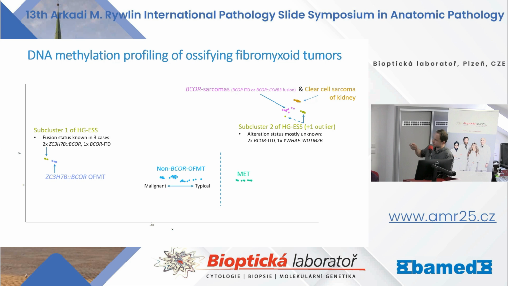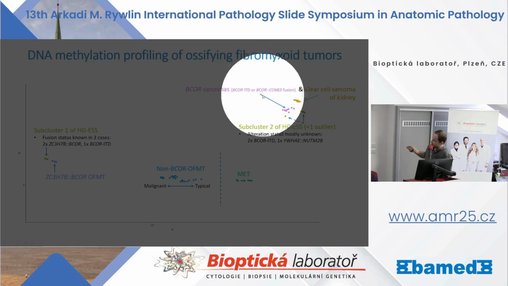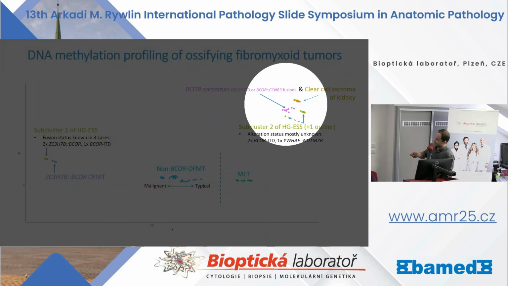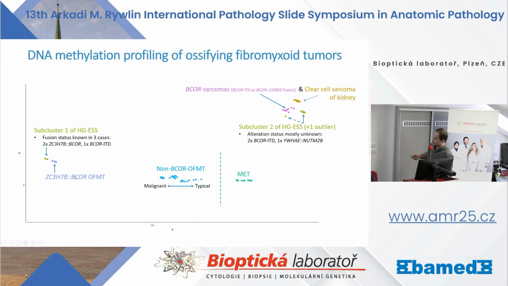But it seems the B-core rearranged tumors, which have been classified until today as OFMT, are just different epigenetically and also histologically very often different. And they are also different from B-core sarcomas of soft tissues. You can have B-core tumors fused with this fusion partner, and they occur in soft tissues and bone, especially in young boys. So they clustered separately from the B-core rearranged so-called OFMTs as well.